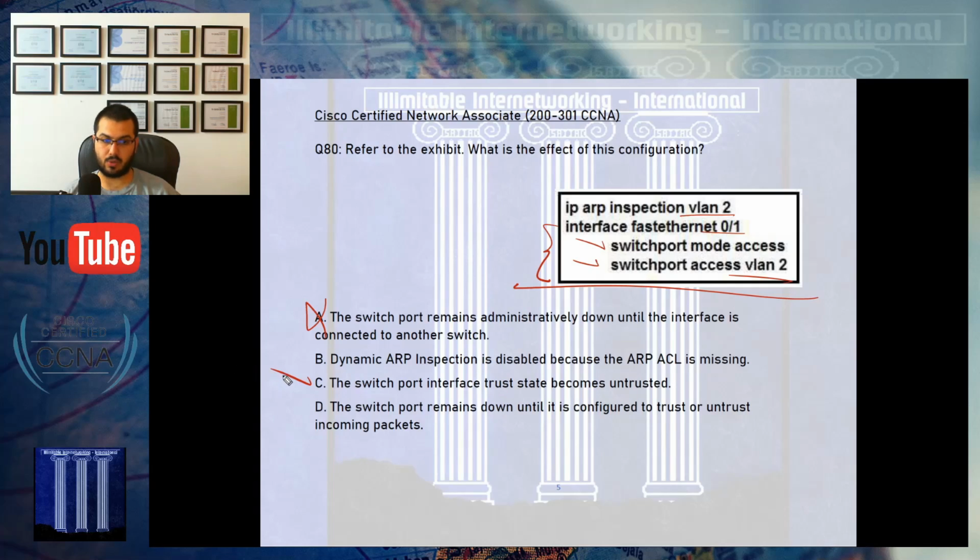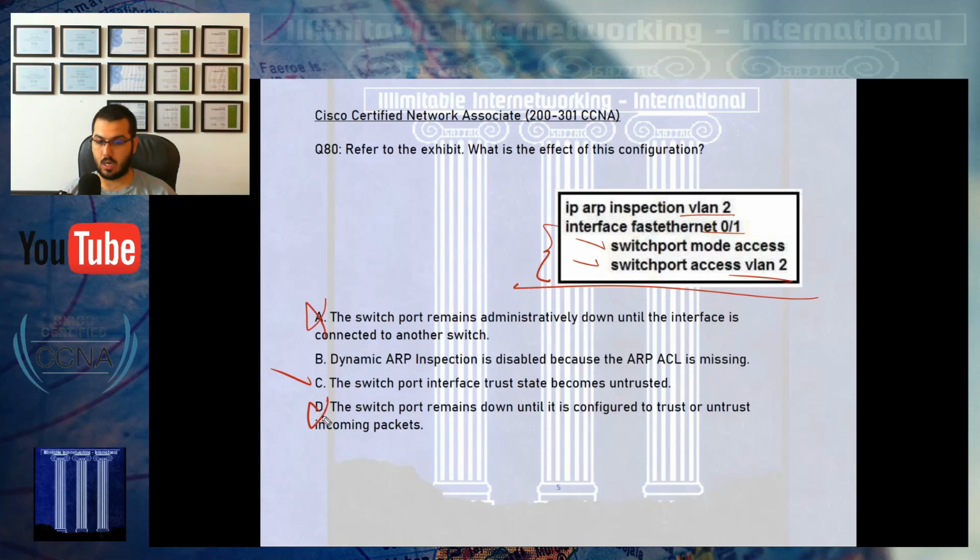Yes, definitely, because it was by default on VLAN 1, and VLAN 1 is trusted because the ARP inspection was only for VLAN 2. And once you enable ARP inspection on VLAN X, all the access interfaces for this VLAN will be untrusted. Then you will need to re-trust them manually. This was discussed in chapter 5. Okay, so subnet is down. The switch port remains down until it's configured to trust or untrust incoming packets. It remains down, just like it was down.